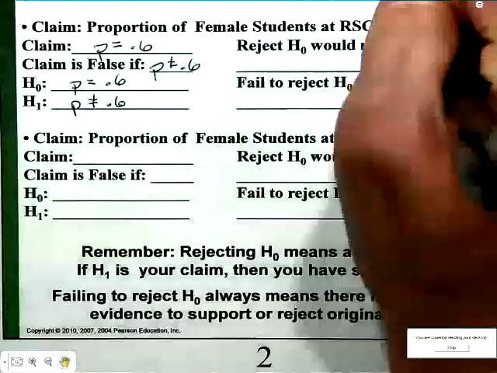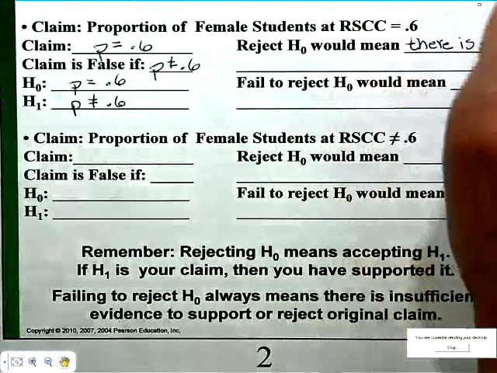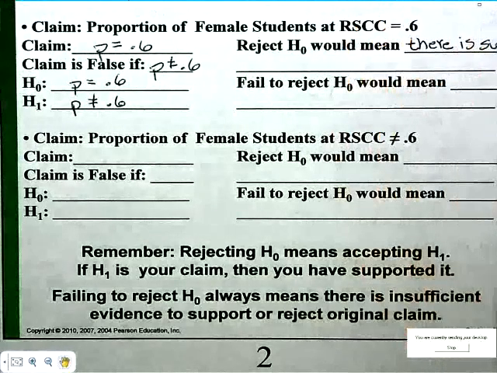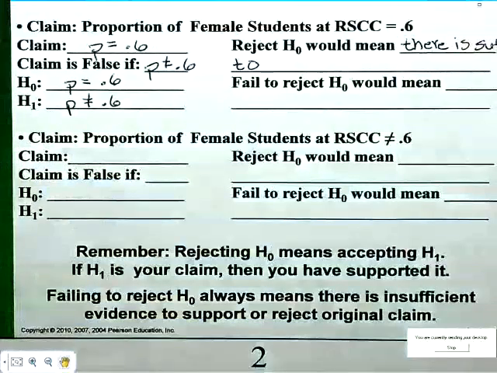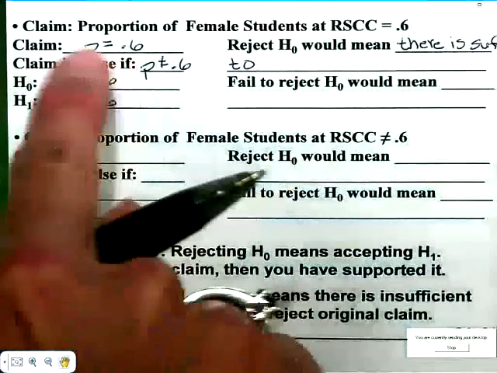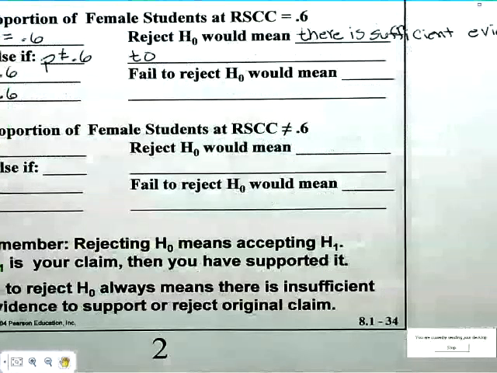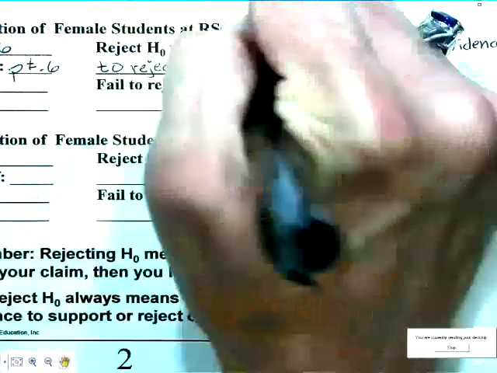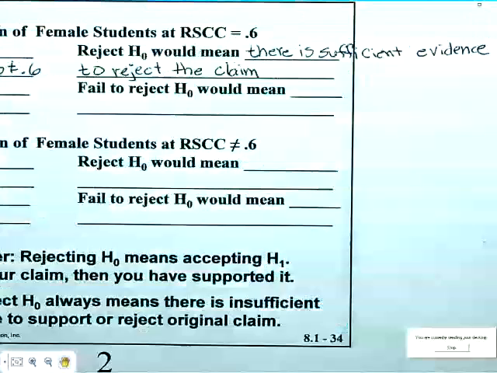So there is sufficient evidence to, are we saying accept the claim or reject the claim? If we're accepting the alternative and it's the complement of the claim, then we're saying the claim is wrong. So there's enough evidence to reject the claim. And what does fail to reject always mean?